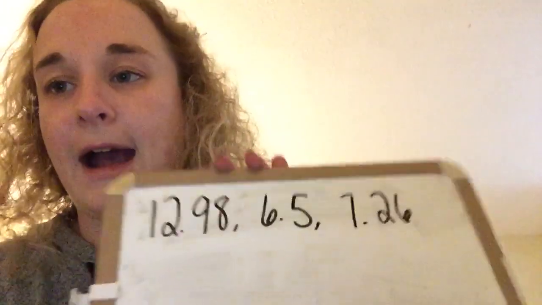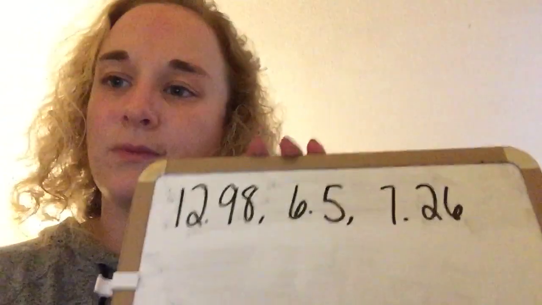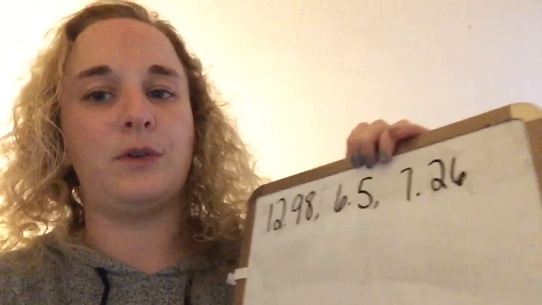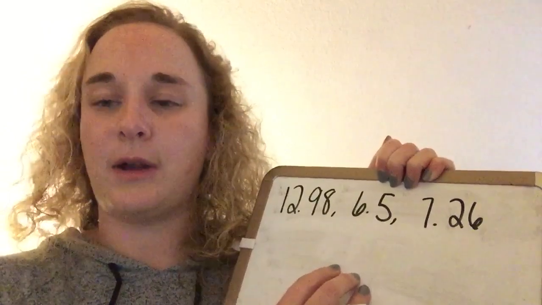This one may seem easy, but can be tricky if you're not thinking clearly. So I'm going to do 12 and 98 hundredths, 6 and 5/10, and 7 and 26 hundredths, okay? This is where this can get tricky. You have to pay close attention, especially when you're reading them too, because that will be helpful in ordering them. Once again, I'm going to do it from least to greatest.